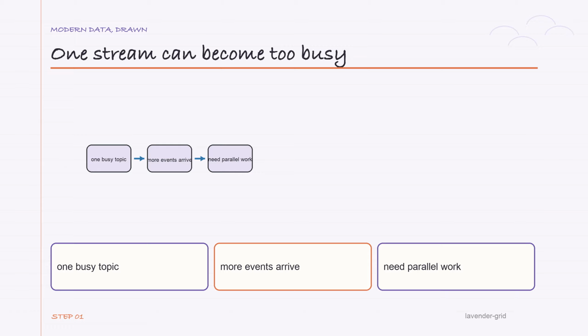Let us slow that down and make it concrete. Read the drawing from one idea to the next. One busy topic, then more events arrive, then need parallel work. You do not need to memorize every implementation detail yet. Focus on what moves, what stays fixed, and why the system does less unnecessary work.